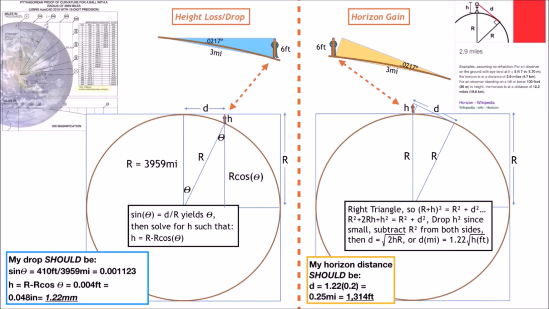And if you know how big a millimeter is, that's extremely small. And we are definitely far more than 1.22 millimeters with that light above the water. Furthermore, my horizon distance should be about 1,314 feet, which is well beyond the 400 feet that we were at. So by all accounts, we should be seeing this entire light the whole time.